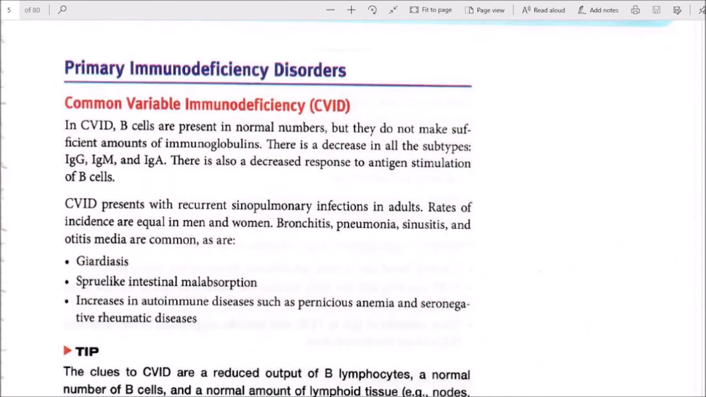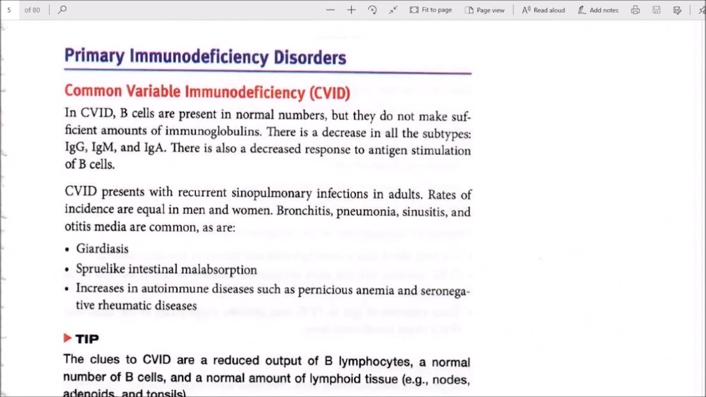Primary immunodeficiency disorders. CVID, common variable immunodeficiency. In CVID, B cells are present in a normal number, but they do not make a sufficient amount of immunoglobulins. There is a decrease in all the subtypes: IgG, IgM, and IgA. There is also a decreased response to antigen stimulation of B cells.